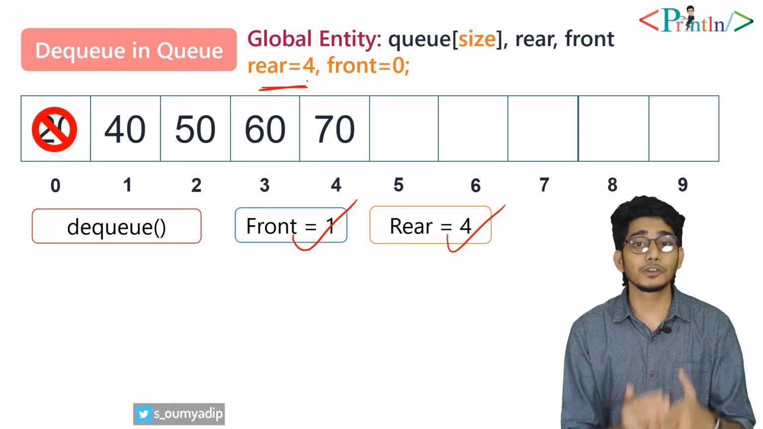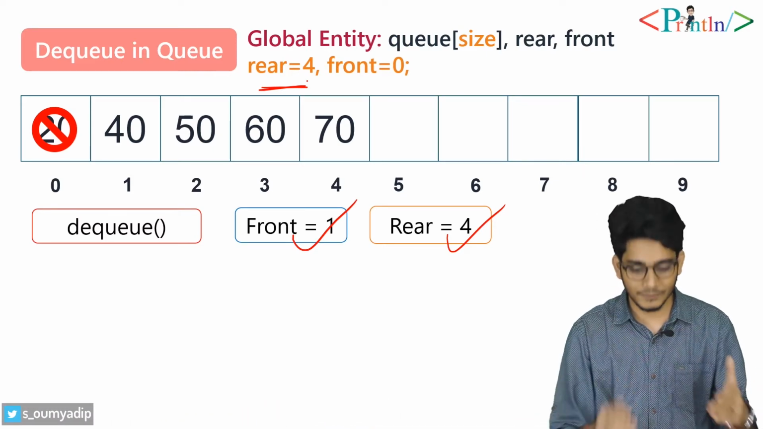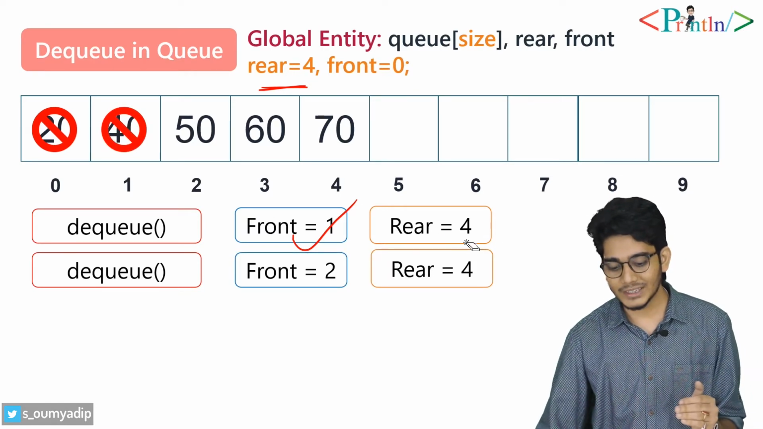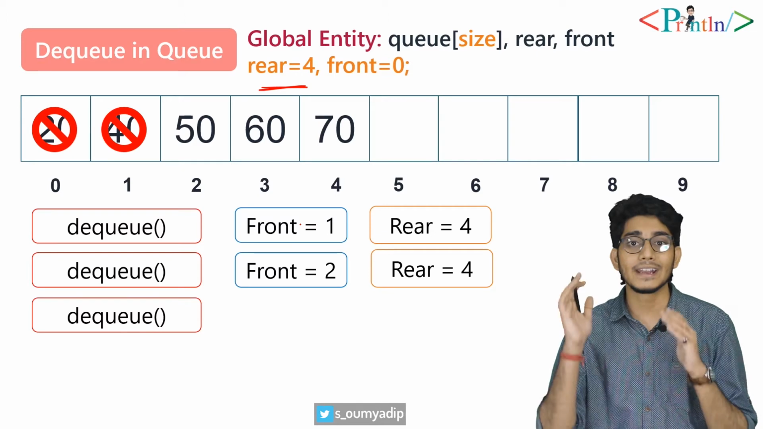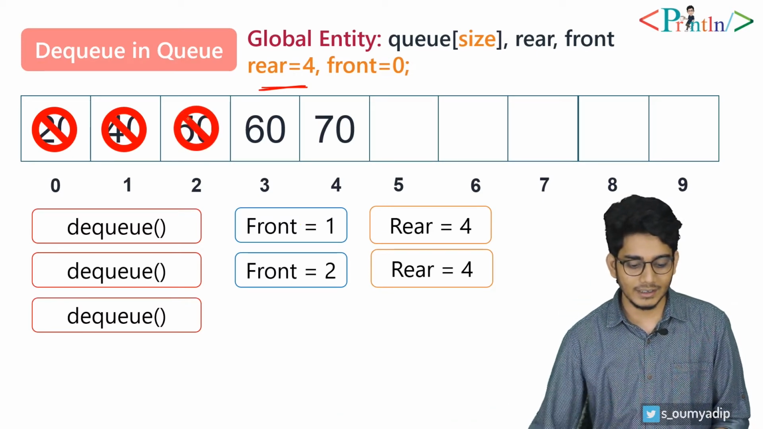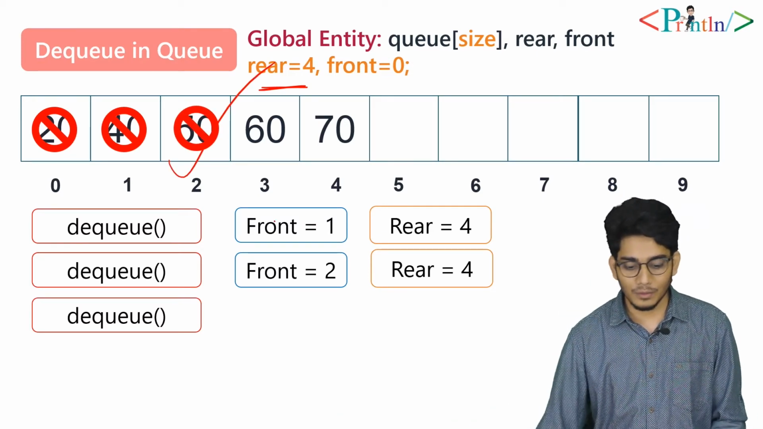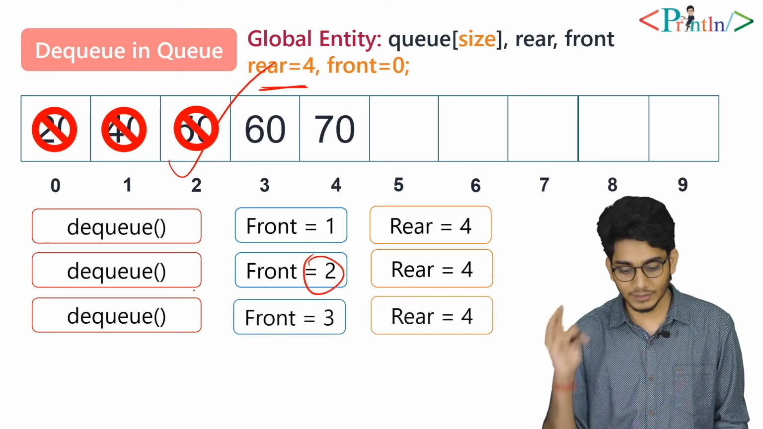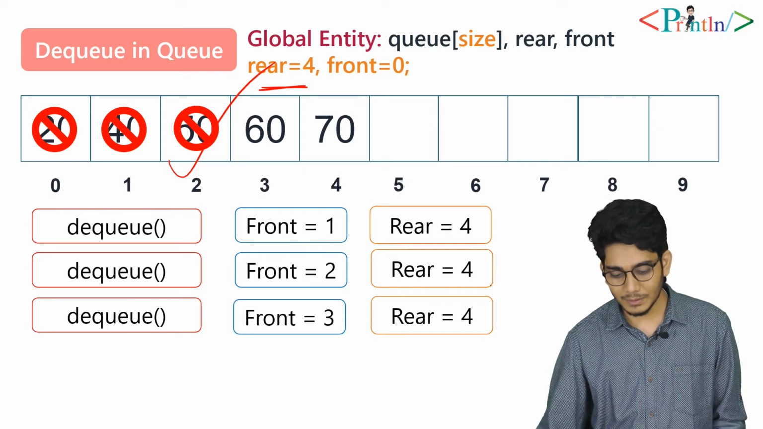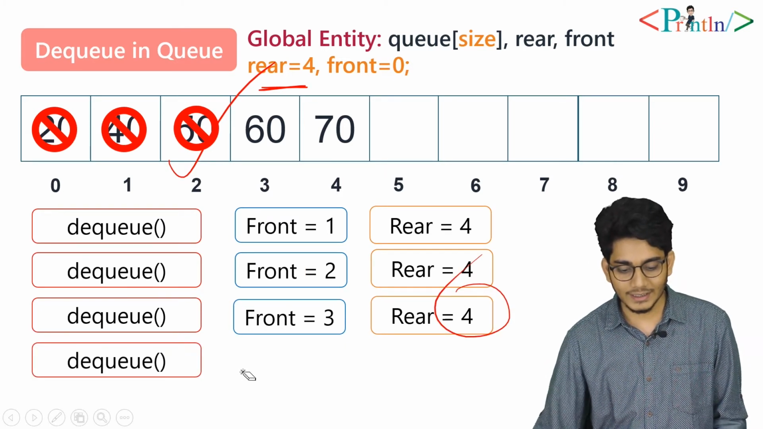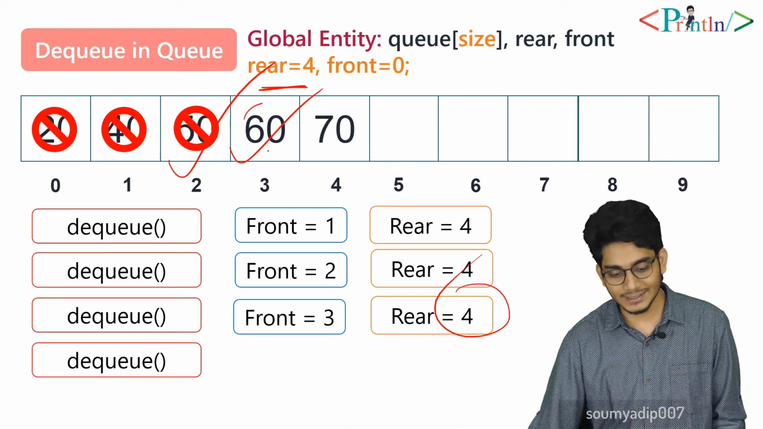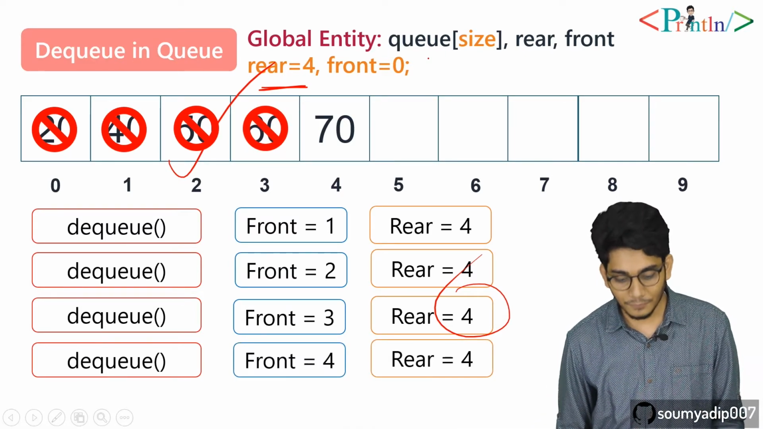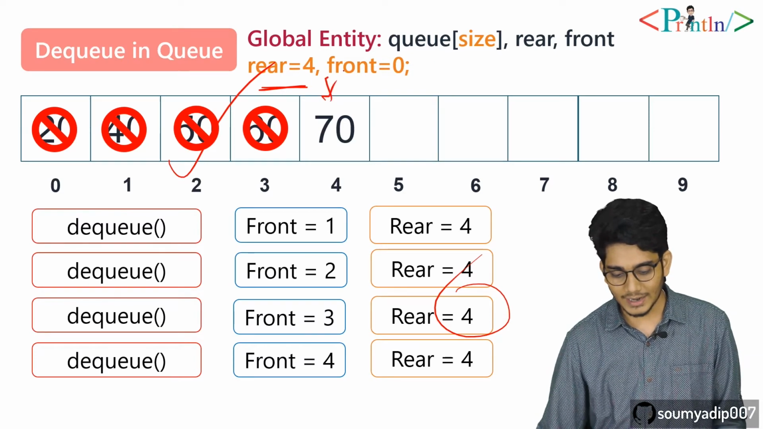Now if we call the dequeue function again, what will be the value of the front? It will be 2 and the rear will be 4. If we call dequeue again, we'll dequeue this element. The front was 2, so it will be 3 and the rear will be 4. Now if you call dequeue again, which element will be deleted? We'll delete 60. Now the front will be 4. Front will point here and rear will also point here.